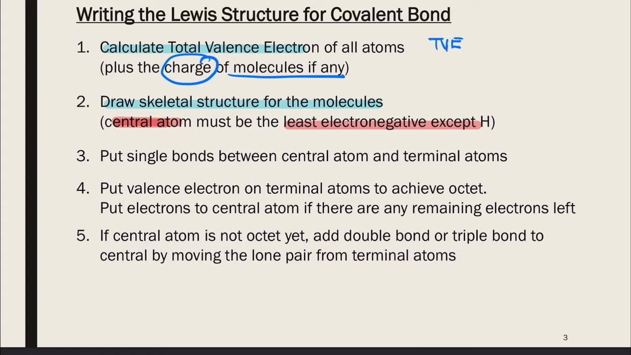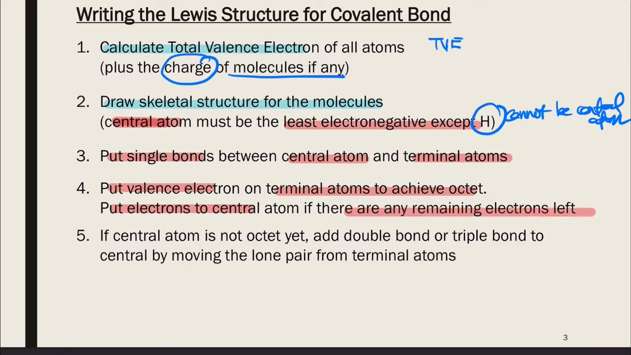The third one, you need to put a single bond between the central atoms and the terminal atoms. And then the fourth one, you need to put a valence electron on terminal atoms so that the terminal atoms can achieve octet. If there is remaining electrons left, the electrons will be put to the central atom. And the last one, if the central atom is not octet yet, double bond or triple bond will be added by moving the lone pair from the terminal atoms. So let's take a look at a few examples.